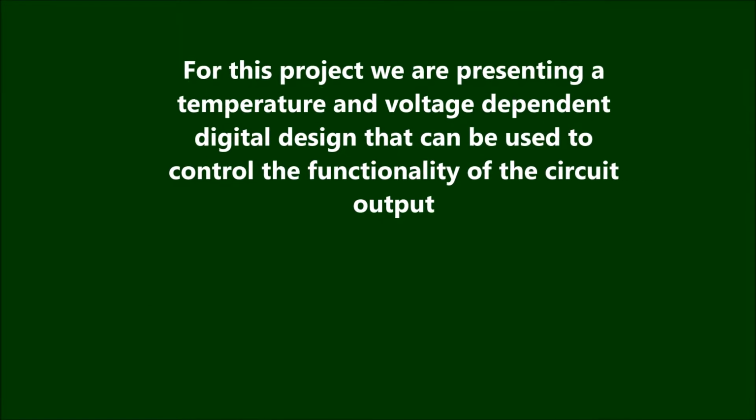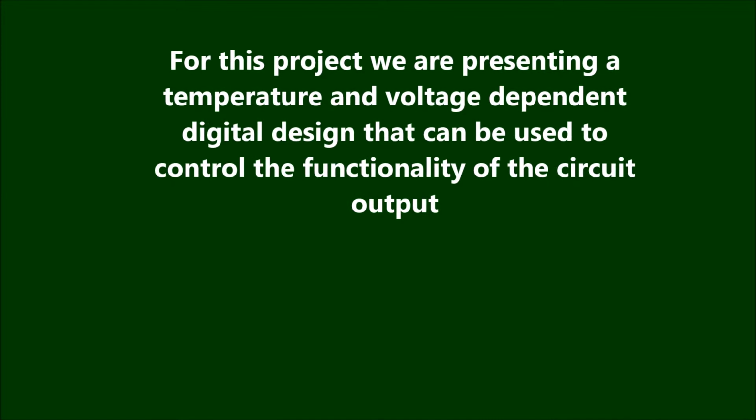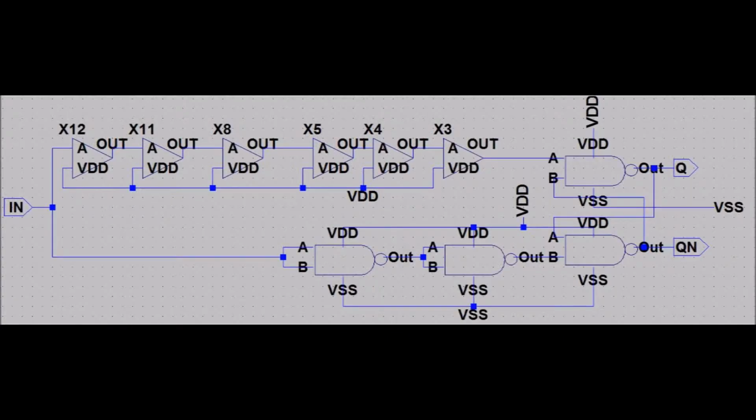For this project, we are presenting a temperature and voltage dependent digital design that can be used to control the functionality of the circuit output. For this design, we had to create two delay paths connected to an arbiter PUF to create a race condition so that we could trigger our trojan.